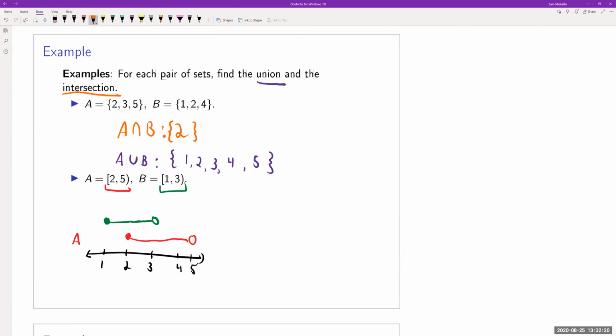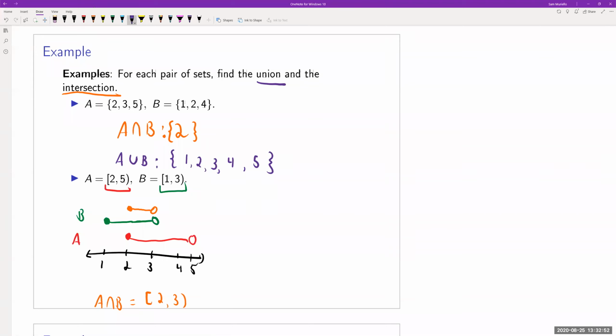For the intersection, what I'm looking to find is the overlap of the two sets. So 2 is in both sets, and all the stuff between 2 and 3 is also in both sets. 3 is not in both sets, though. 3 is not in B. So my intersection is this little bit, which would be from 2 to 3, including 2, excluding 3.